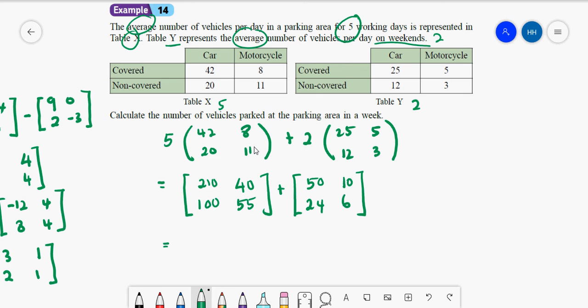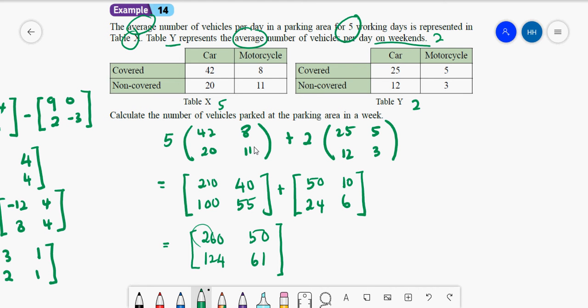the bracket. And then for this one you add 210 plus 50, 40 plus 10, 100 plus 24, 55 plus 6. Okay, so this is the answer. The number of vehicles parked at the parking area in a week for covered car is 260. For covered motorcycle is 50, non-covered car is 124, and non-covered motorcycle is 61.